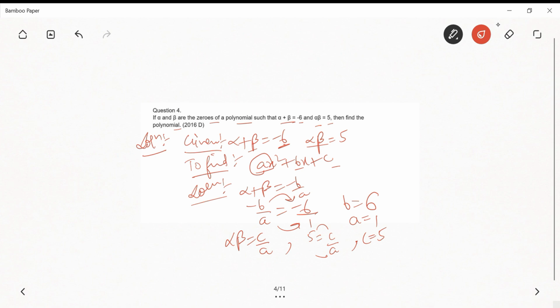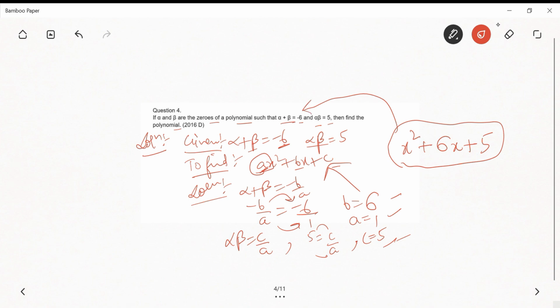Now we will put the values of a, b and c in the standard form. So we will get x square. In the place of a we will write 1, so 1 into x square is x square, plus bx is 6x, and in the place of c we will write 5. So x square plus 6x plus 5 is the polynomial having sum of the zeros minus 6 and product of the zeros 5. I hope this is clear to everyone. Now let's move to the next question.